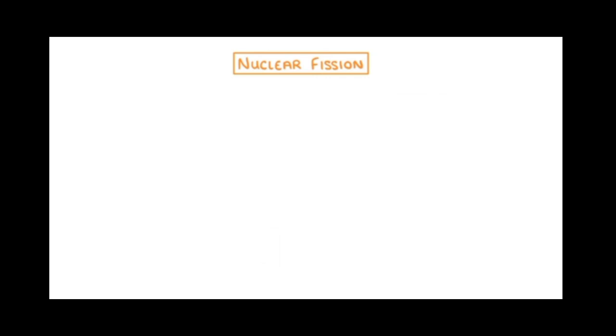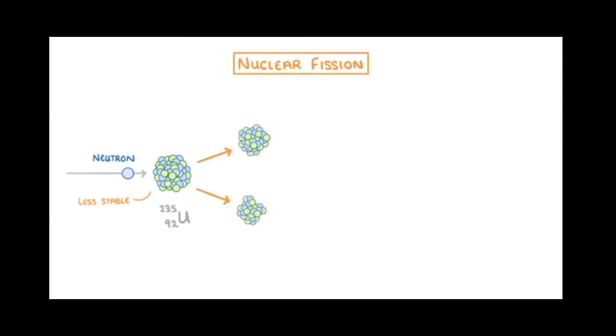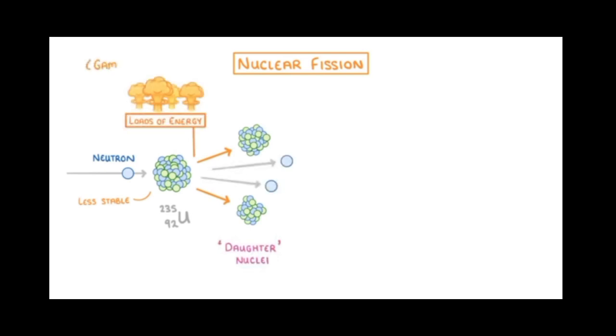To understand how the process works, let's go through the steps. We start off with a large unstable nucleus like uranium-235, and we fire a relatively slow-moving neutron. The addition of a neutron to the nucleus makes it even less unstable and causes it to split apart into two smaller nuclei that we call daughter nuclei. It also releases two or three more neutrons and, importantly, loads of energy in the form of gamma radiation.